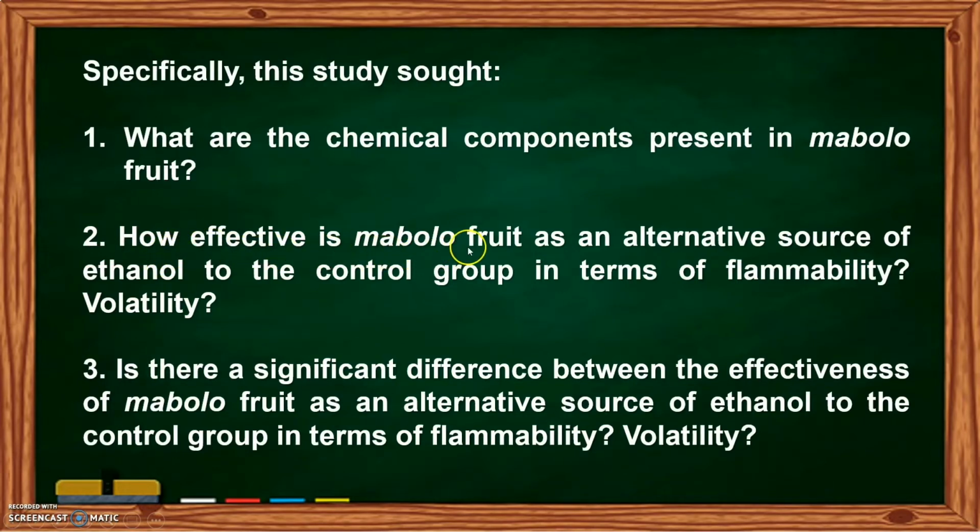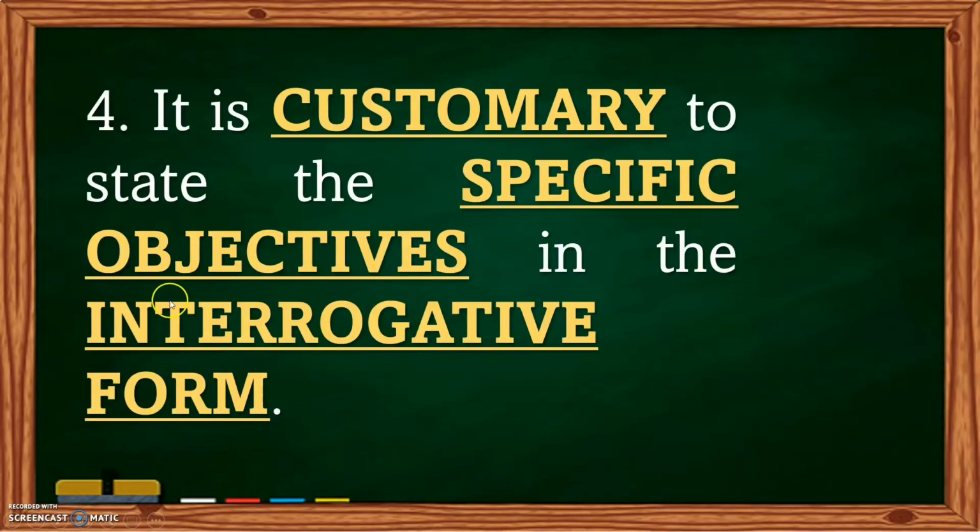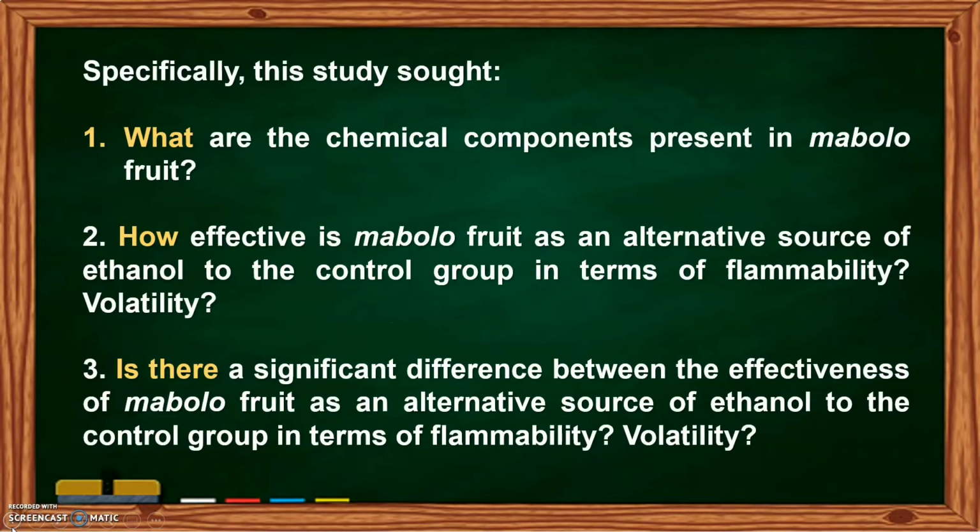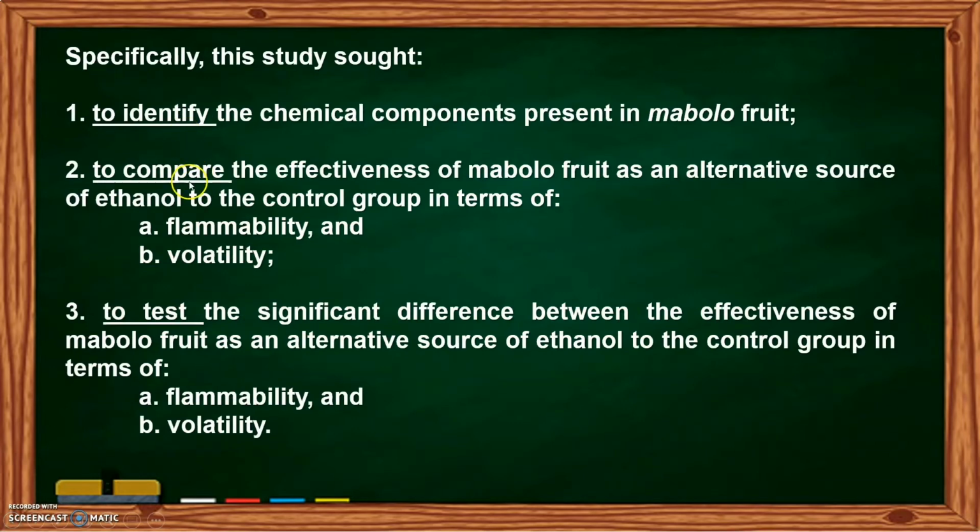So, how effective is mabolo fruit as an alternative source of ethanol to the control group in terms of flammability and volatility? And the other one, is there a significant difference between the effectiveness of mabolo fruit as an alternative source of ethanol to the control group in terms of flammability? How about volatility? Now, what, how, is there? Kita nyo ba na hindi siya naulit? Bago-bago siya. Ibig sabihin, meron tayong variation kung paano natin ito isusulat. So, it is customary to state the specific objectives in interrogative form. So, when we say interrogative form, in the form of question, kagaya nito na, what, how, is there? Pero if it is infinitive form of the verb, yun yung kanina na to identify, to compare, to test.